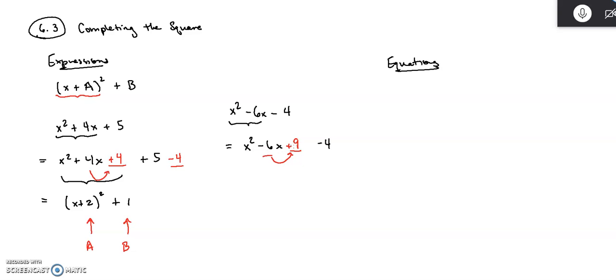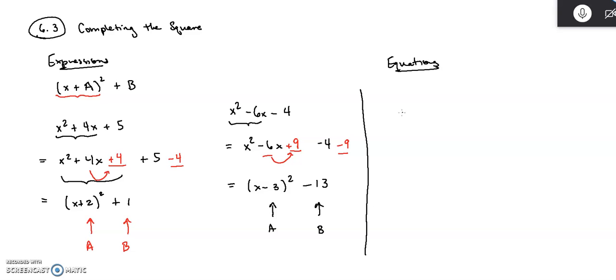So divide by 2 and square it. And then I've got to balance that out by doing minus 9 over here. Plus 9 minus 9, I haven't changed anything. So now I should be able to factor. This is going to factor as minus 3 and minus 3, or x minus 3 squared. It should always be half of the middle number if you've done it correctly. x minus 3 squared minus 13. Okay, and then there's your A, should be negative 3, and there's your B, should be negative 13.